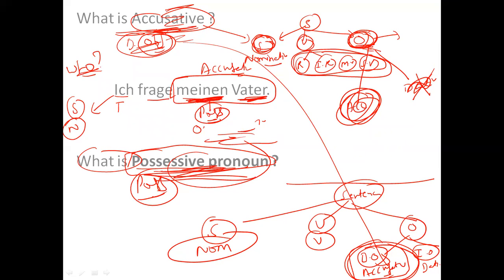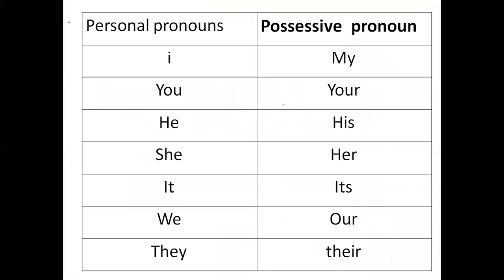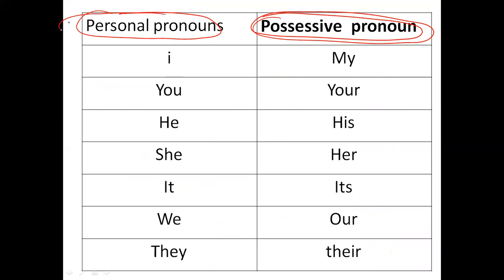So this is a possessive pronoun and the position is accusative, right? So, mein. Now let's discuss in detail. Before proceeding further, I would like to differentiate between personal pronouns and possessive pronouns. Possessive pronouns are the words which show possession, and personal pronouns are the words which we use in place of a noun. For example, I, you, he, she, it, we, they.